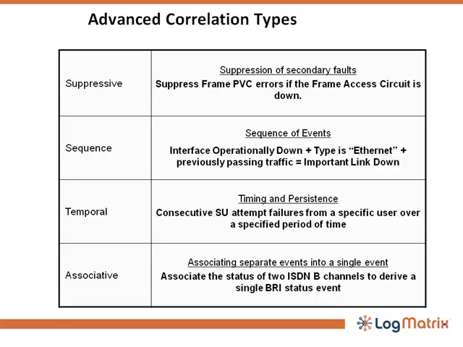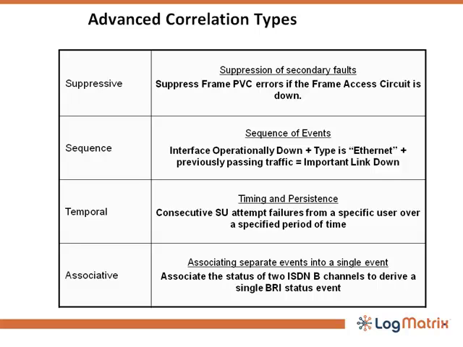Temporal. Timing and persistence. The example here is a good one. Consecutive superuser attempt failures from a specific user over a specific period of time. Notice I didn't say 3 in 2 minutes. That's what most people think about or would think about. I can do 5 in 4 minutes. I can do whatever you want. 3 in 2 minutes, 2 in 1 minute. NerveCenter has the ability to change this and make this work for you. Time and persistence. Did I get too many link ups, link downs in a period of time? Then I've got a link that's chattering.